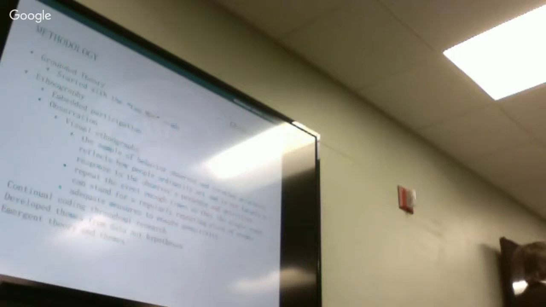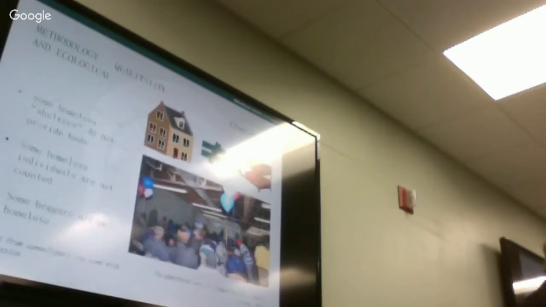So I developed the themes from the data and not from hypotheses. And I have emergent theory and themes that stem out of the data as is appropriate in grounded theory, rather than trying to improve or disprove theories and start with existing theories. I used qualitative and ecological methodology. This is important for a variety of reasons.